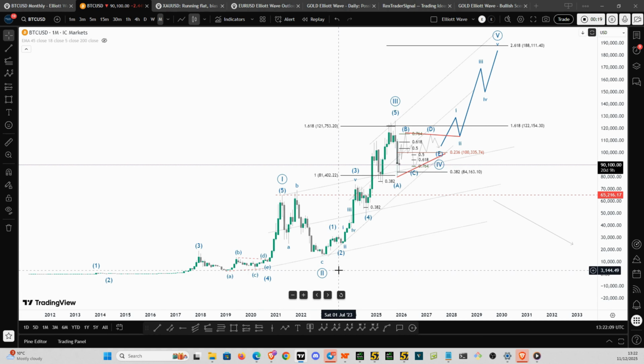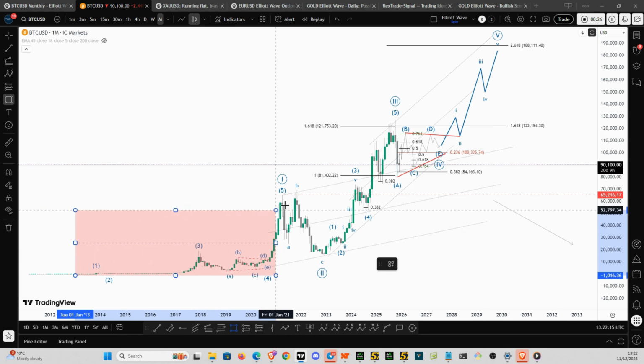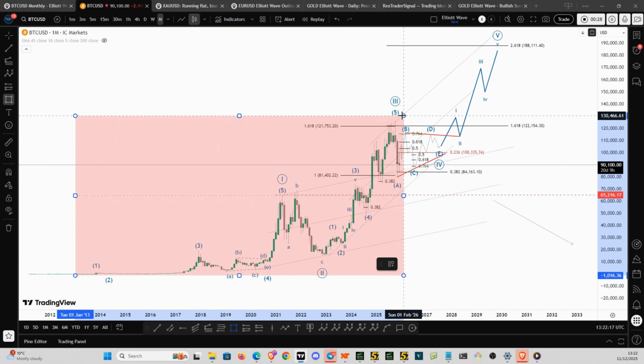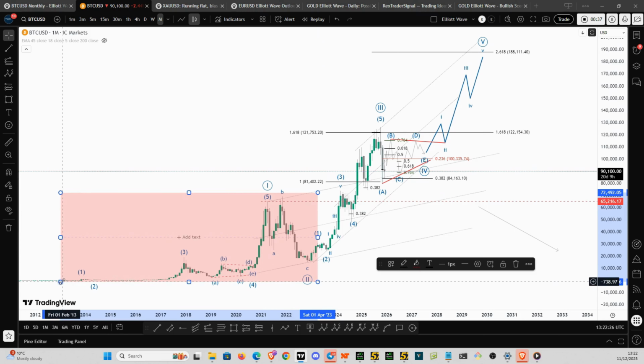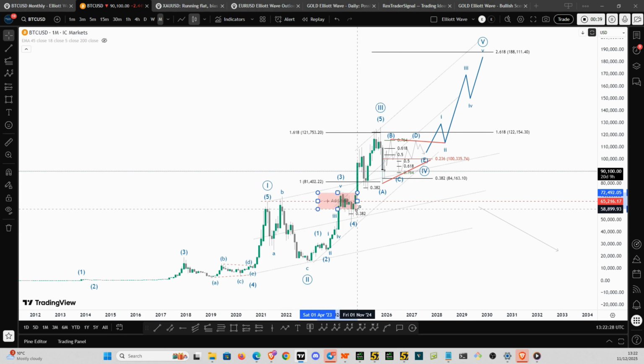On this monthly BTCUSD chart, the entire move from the early cycle lows has been labeled as a multi-year impulsive advance. Cycle wave 1 and 2 are behind, and BTC is now deep into a powerful cycle wave 3 with clear internal 1, 2, 3, 4, 5 structures and classic middle wave extension.